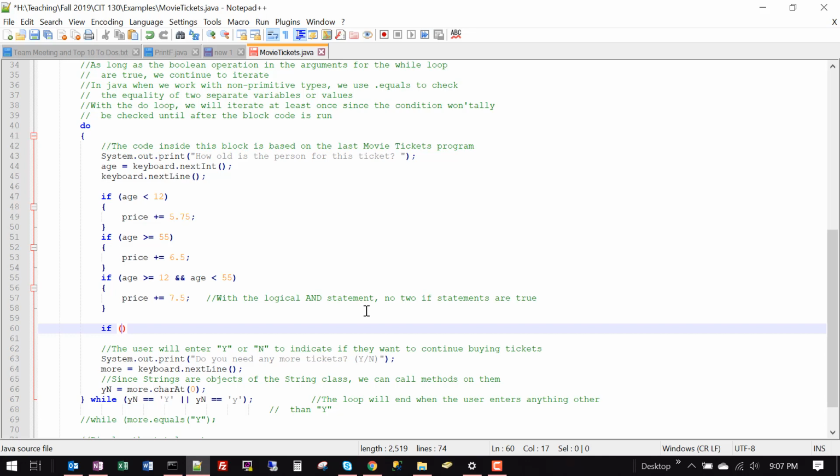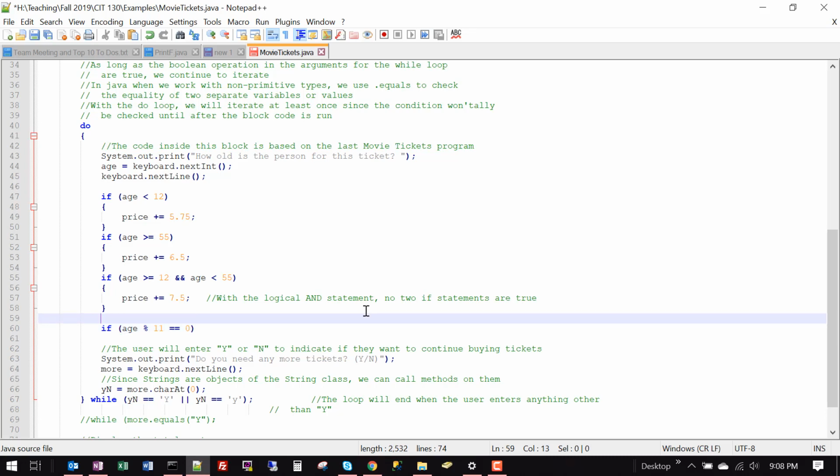So what we would do is we would say, if age mod 11 equals, remember double equals, that's comparison, 0. Because one of the things the modulus operator allows us to do is check if any number is divisible by a different number.